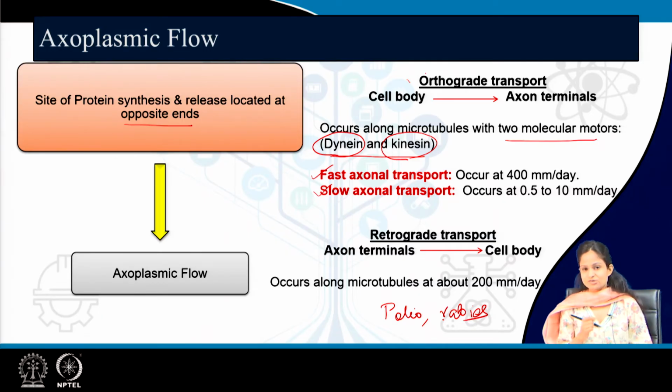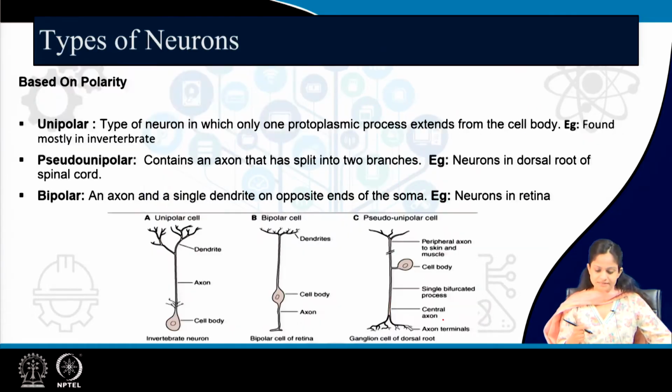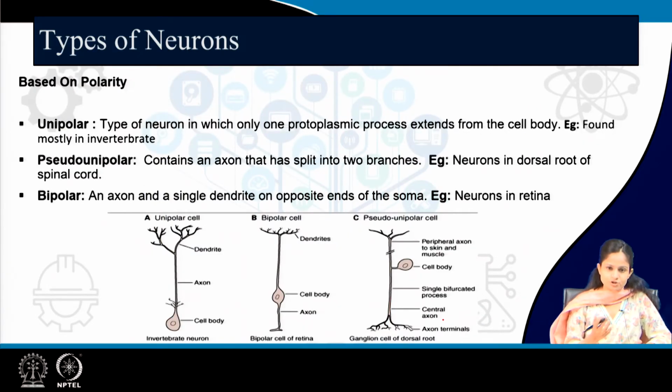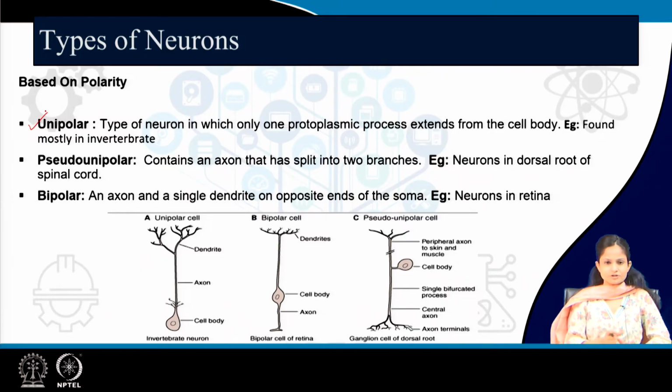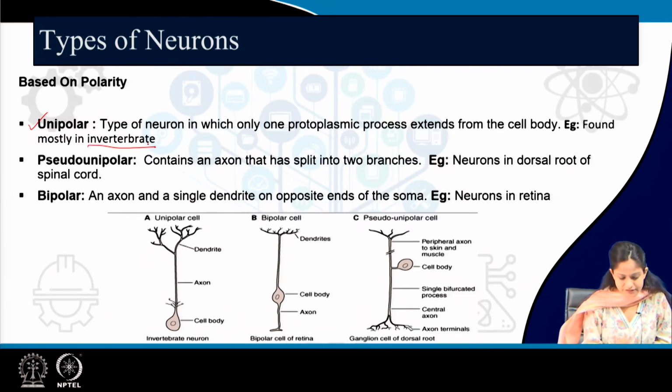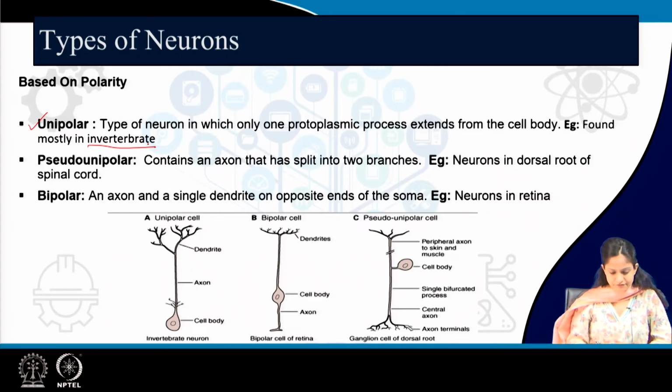This virus gets transmitted retrogradely, that means from axon terminals to the cell body. So these are the two types of transport. Now based on polarity, we have different types of neuron. The first is unipolar, which if you don't remember, there is no problem, because these are mainly found in invertebrate animals which have only one protoplasmic process which extends from the cell body.